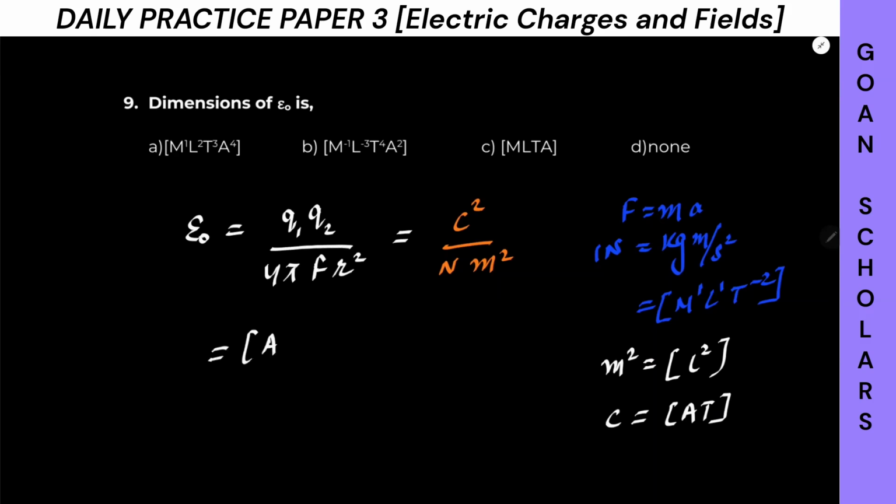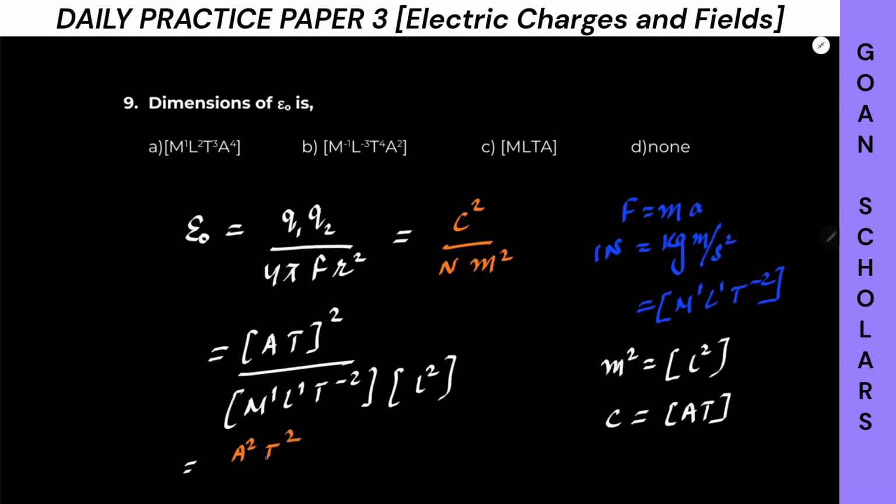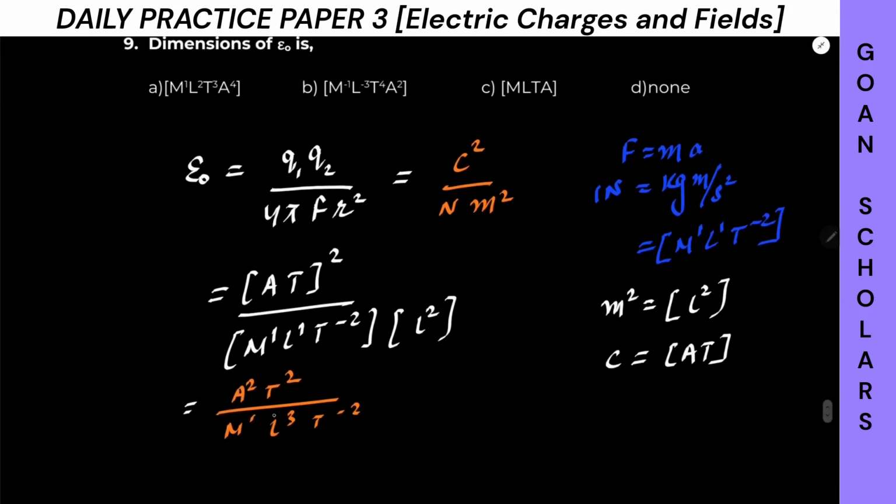Coulomb square will be (AT) whole square upon Newton, M1 L1 T minus 2, into meter square, L square. Let's expand the squares so that it becomes simple. A square T square, divided by M1 L1 and L2, L3 T to the power minus 2. When you take it up, okay, M will become minus 1, L will become minus 3, T will become plus 4, okay, and A square. That will be the dimensions of epsilon naught. That is option B. So the correct answer for the 9th one is option B.